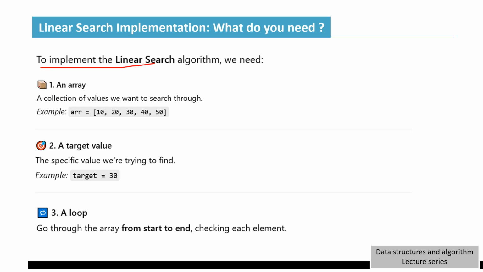To implement the linear search algorithm, we need an array, a collection of values we want to search through. So this is an array, for example, 10, 20, 30, 40, 50. Then we require a target value, the specific value we are trying to find. Let us say the target is 30. A loop goes through the array from the start element to the last element, checking each element till the value is found.